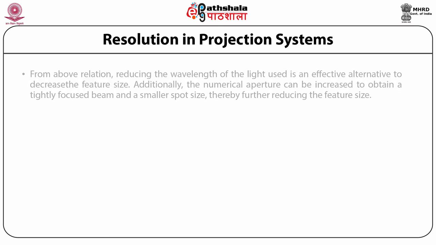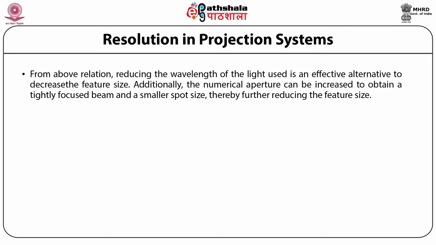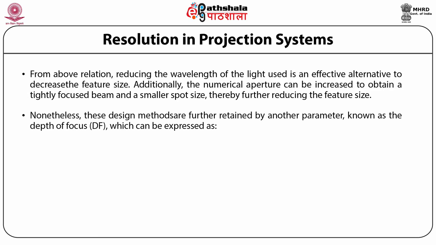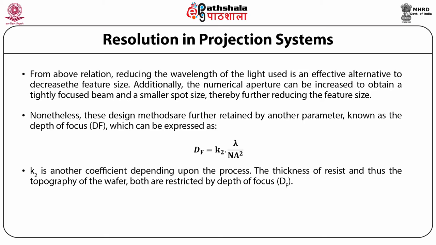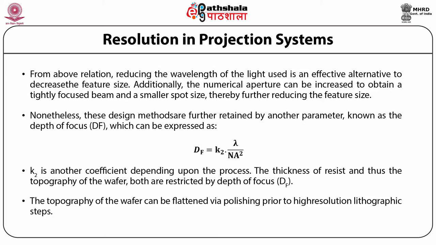From the above relation, reducing the wavelength of the light used is an effective way to decrease the feature size. Additionally, the numerical aperture can be increased to obtain a tightly focused beam and a smaller spot size, thereby further reducing the feature size. Nonetheless, these design methods are further restricted by another parameter known as depth of focus, DF, which can be expressed as DF equals K2 times lambda by NA squared, where K2 is another coefficient depending upon the process, the thickness of resist and the topography of the wafer. Both are restricted by depth of focus. The topography of the wafer can be flattened via polishing prior to high resolution lithography steps.